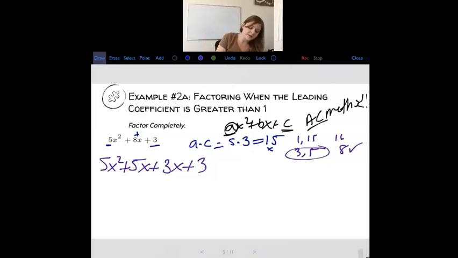And now we're going to do something that's called factor by grouping. And the way factor by grouping works is we take our first two terms and factor them, and our last two terms and factor them, and then we'll come back together to see what we have.